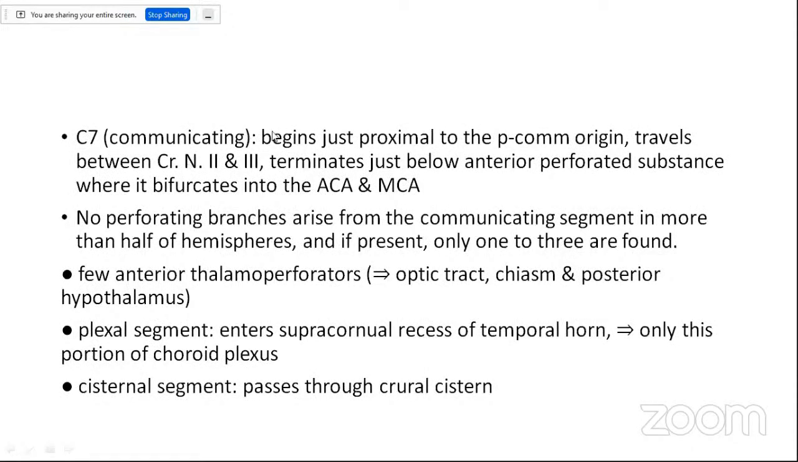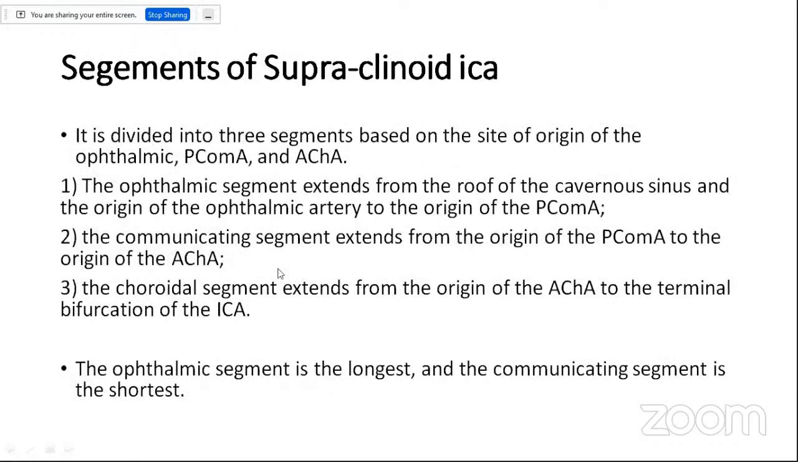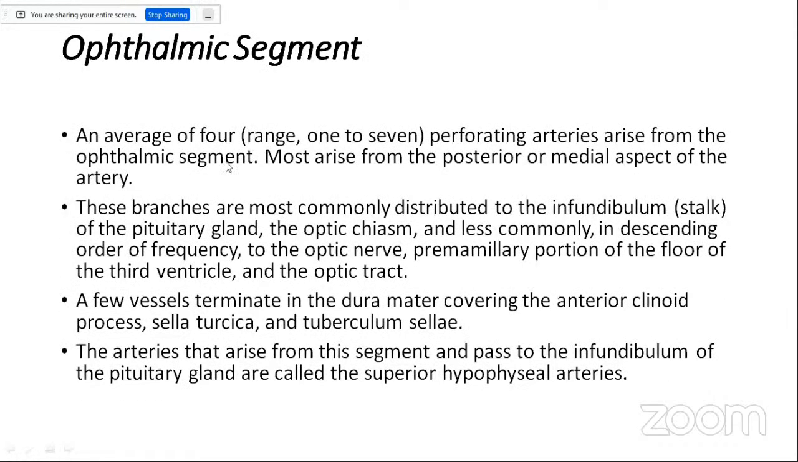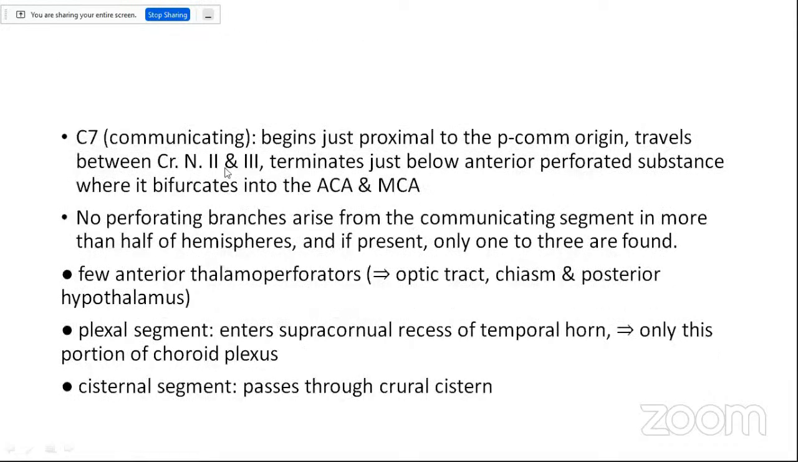Then the C7 or communicating segment. We already saw that there are three segments: the ophthalmic, communicating, and choroidal. So we are done with the ophthalmic segment, or the C6 segment, and the C7 segment is the communicating segment. It begins just proximal to the PCOM origin. It travels between cranial nerves 2 and 3, and it terminates just below the anterior perforated substance, bifurcating into ACA and MCA. No perforators arise from the communicating segment in more than half of the hemispheres, and if they are present, only 1 to 3 are found. The few anterior thalamoperforators that may be present supply the optic tract, chiasm, and posterior hypothalamus.